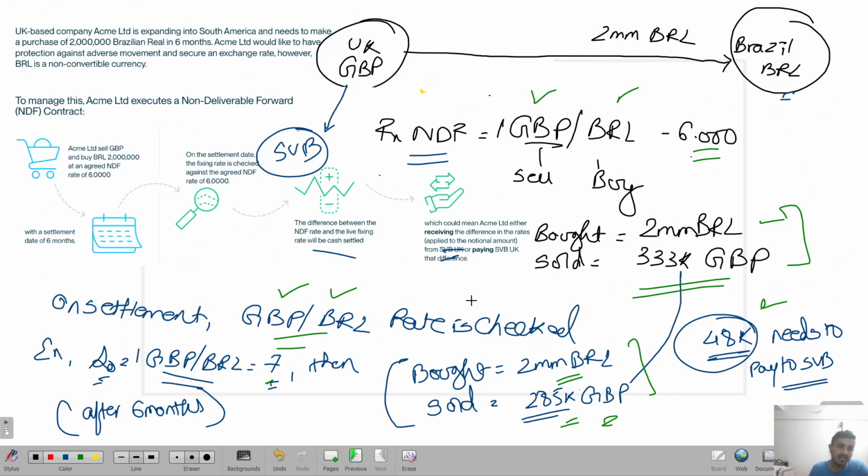You have to understand that Acme will pay SVB the difference, that is 48k, since this is an FX NDF instrument. So that is it for today. Thanks.